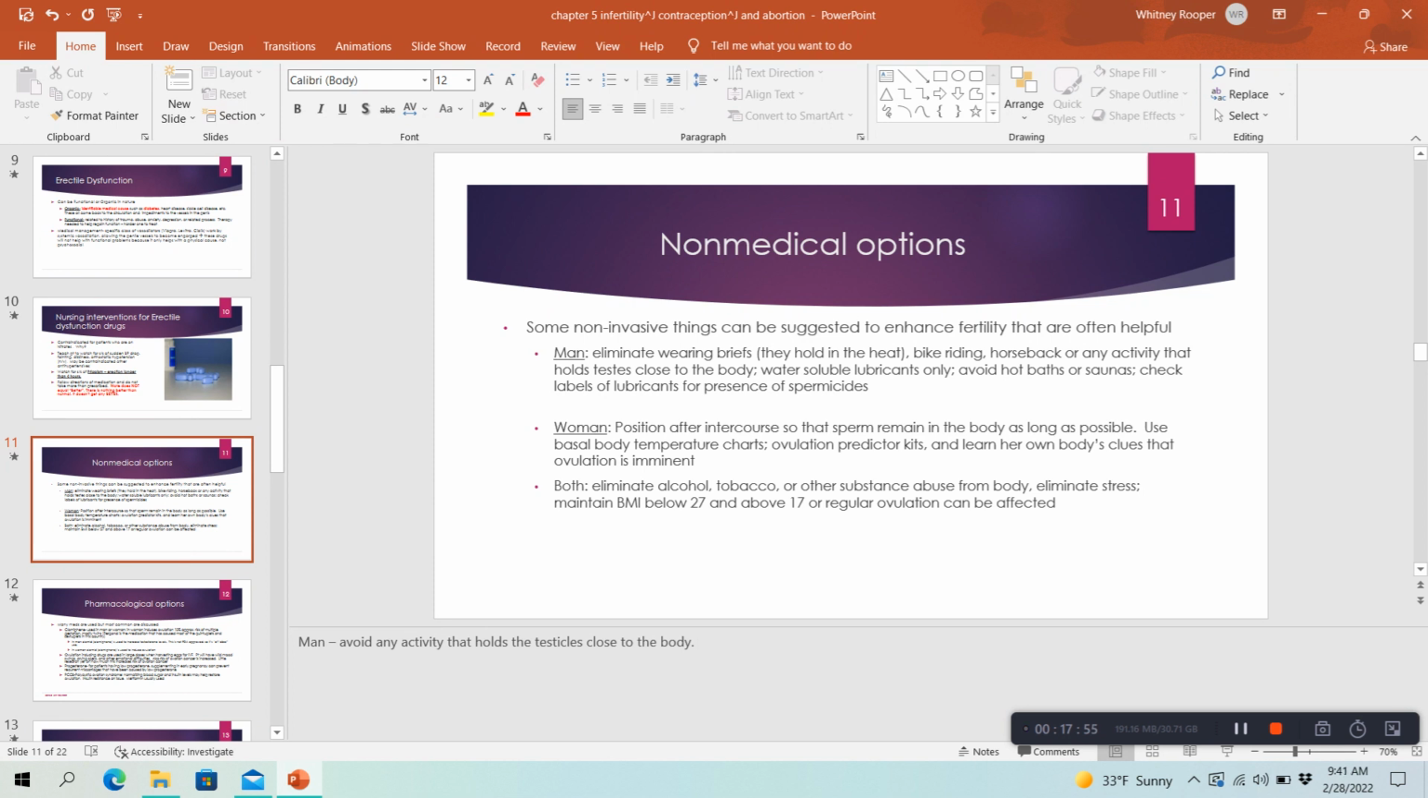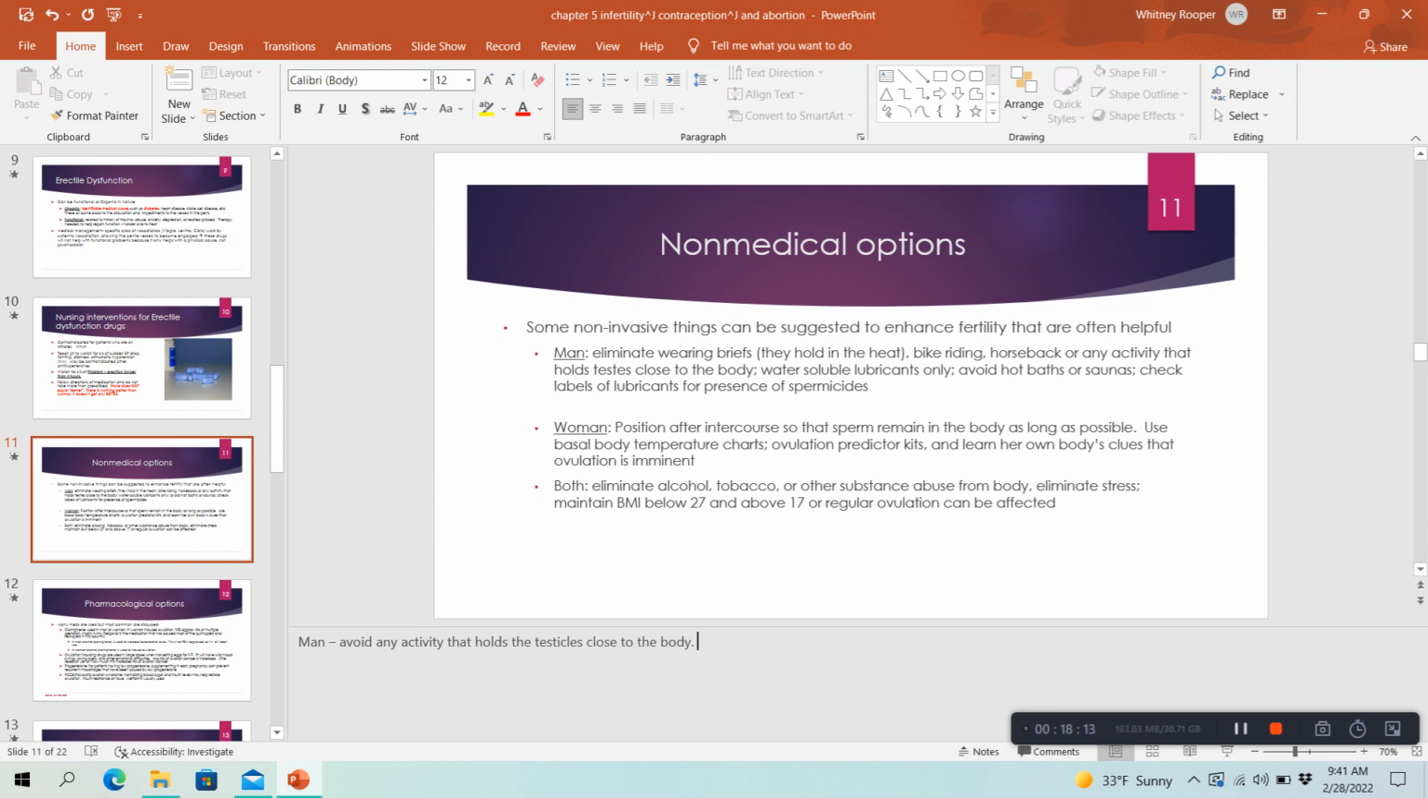Use basal body temperature charts, ovulation predictor kits, and learn your own body's clues. So that menstrual chart that we talked about before when I was over on the board, that's going to be really important in learning what your own body does. Knowing your body is the best thing that you can do to help determine that ovulation is coming.